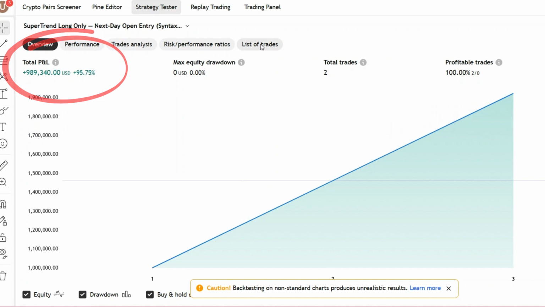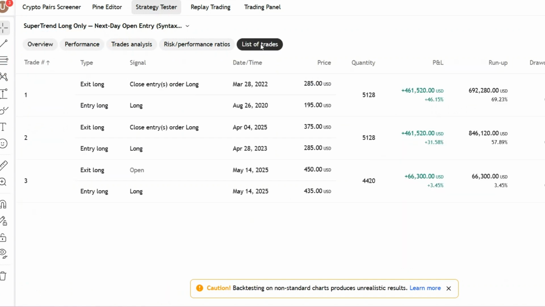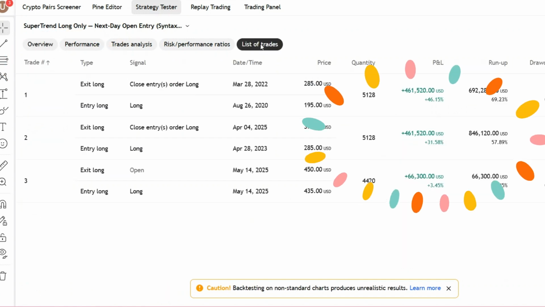Again, these are visual approximations. Since Renko charts aren't time-based, the strategy tester can't give perfect entries or exits. But it gives us a rough idea, and we can clearly see the potential.